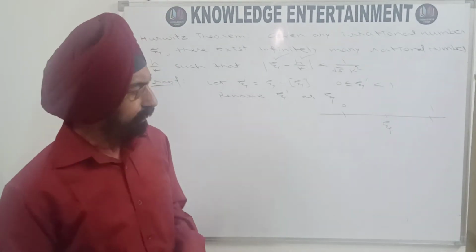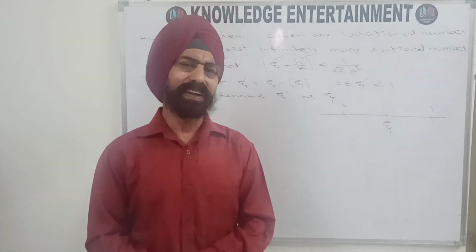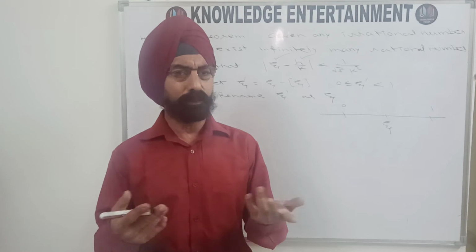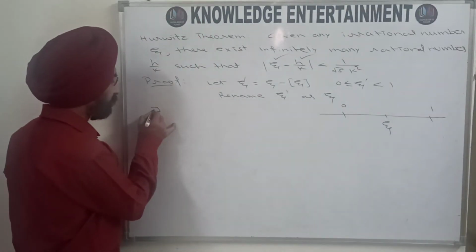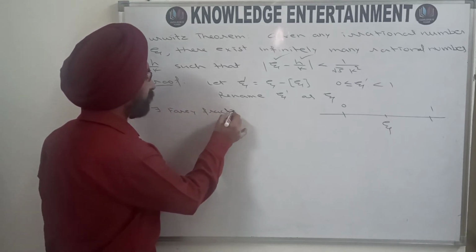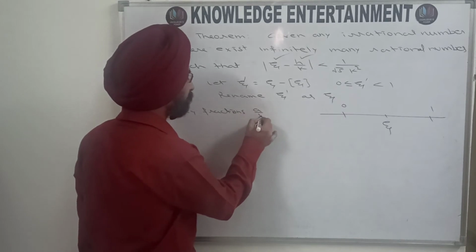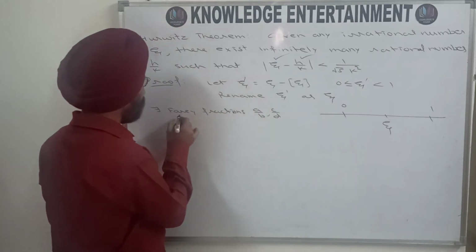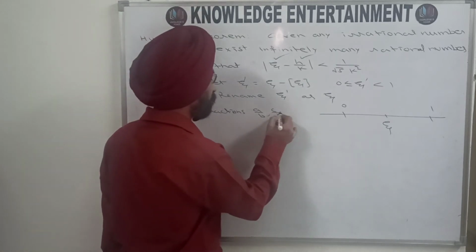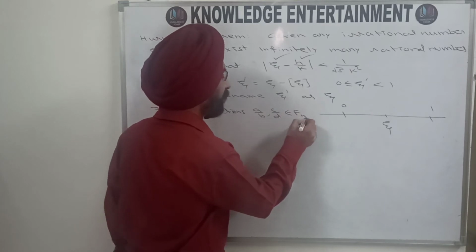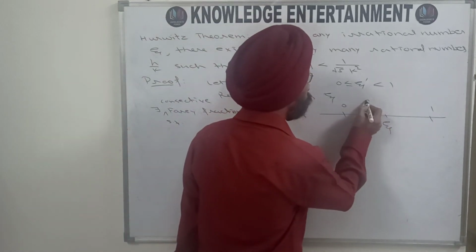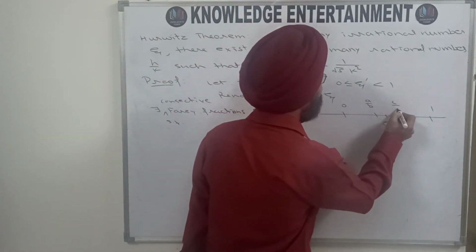So definitely it is a fraction, and every fraction lies between two consecutive Farey fractions of some order. So there exist consecutive Farey fractions a by b, c by d belonging to F_n, that means of order n, such that your xi lies between these two, a upon b and c upon d.